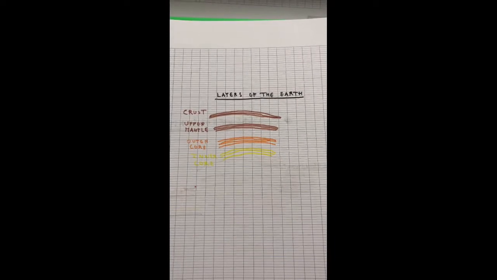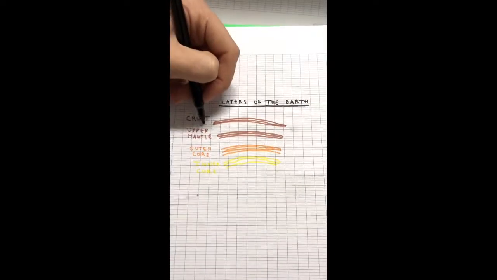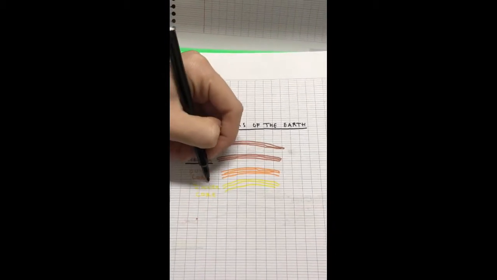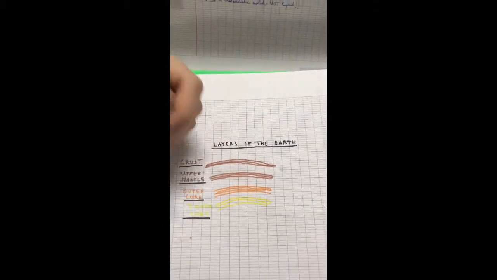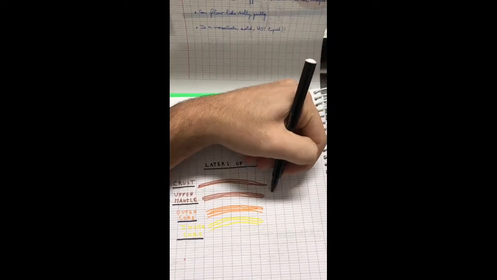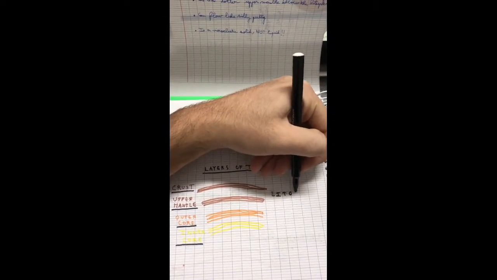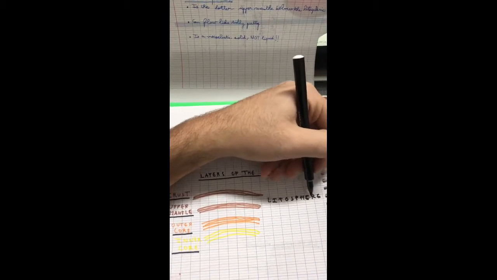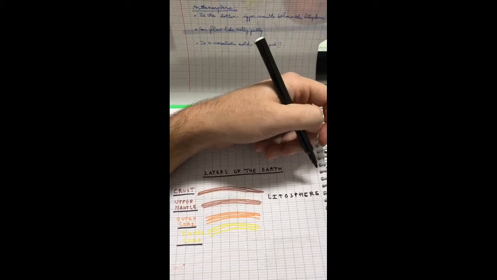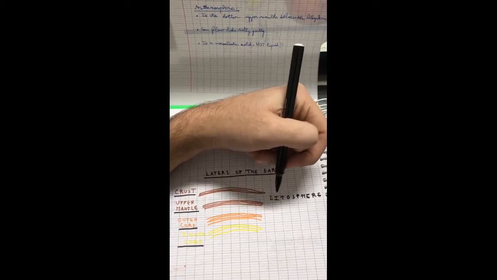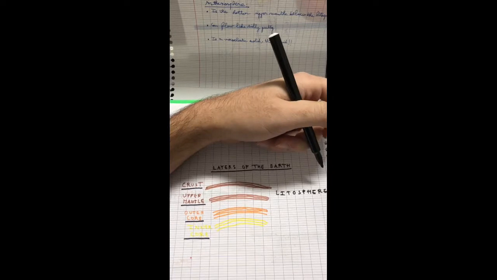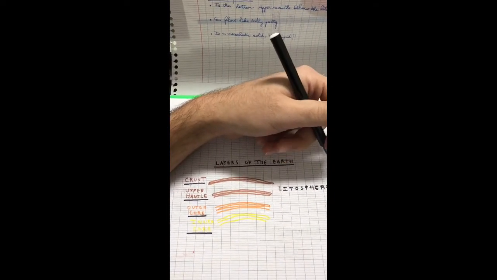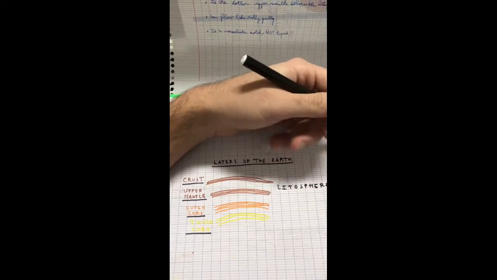So first of all, what are the layers of the Earth? We have the crust, the upper mantle, the outer core, and the inner core. The lithosphere is just here. It's basically the outer solid layer of the Earth. It's formed of the crust and the uppermost mantle. It's rigid, made up of plates that move in relation to one another over the weaker asthenosphere.